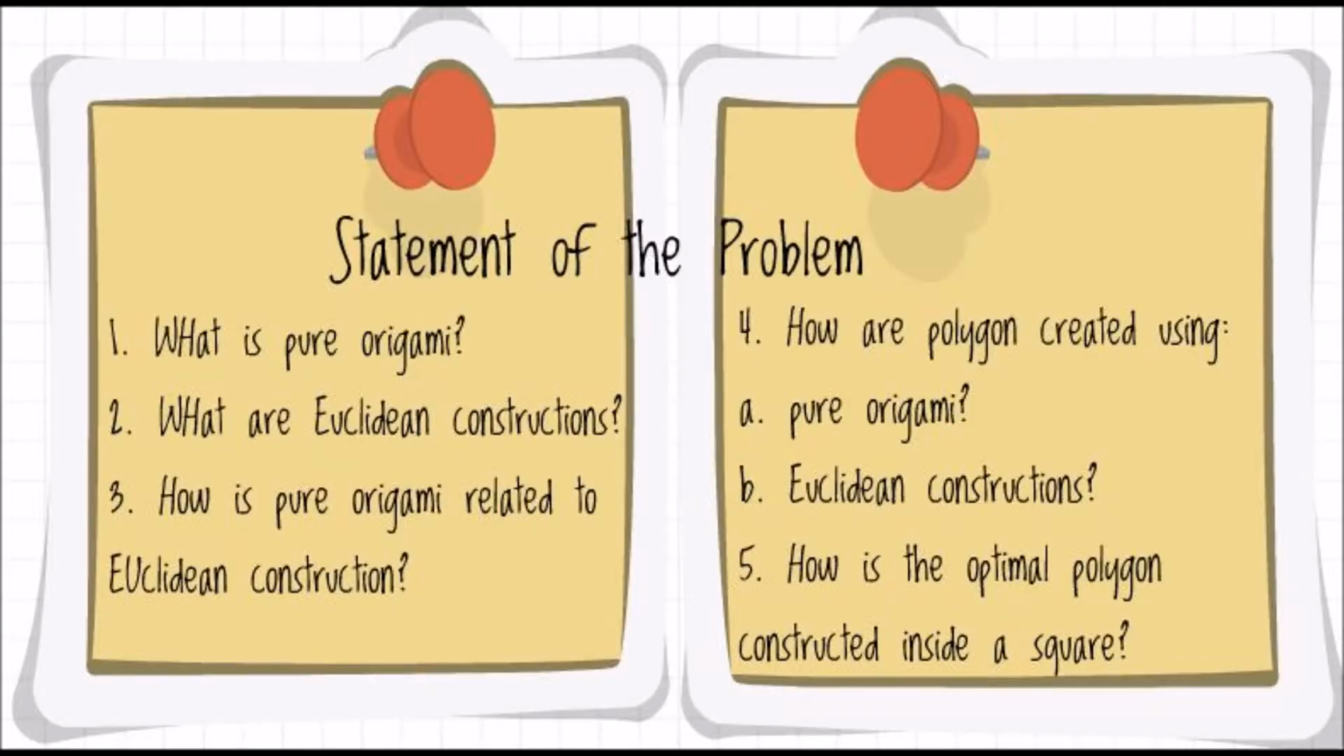In this presentation, we will provide valid solutions and answers for the problems stated below. First is what is pure origami? Second, what are Euclidean constructions? Third is how are these two methods related to each other? Fourth, how are the polygons created using both methods, pure origami and Euclidean constructions? And the last will be how is the optimal polygon constructed from a square?